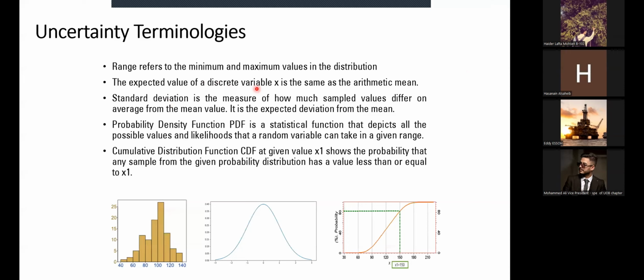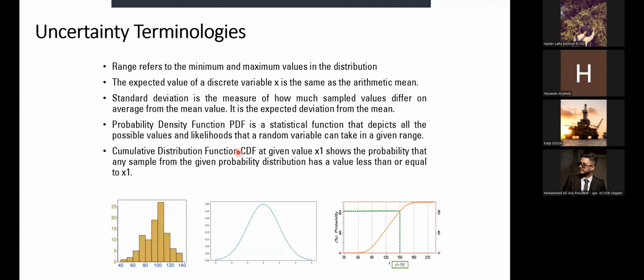The expected value of a discrete variable x is the same as the arithmetic mean. There is another term, which is the standard deviation. The standard deviation is the measure of how much sample values differ on average from the mean value. That means how much it is differing on the left or right from the mean of the value. We have another term, which is the probability density function. The probability density function is the statistical function that depicts all the possible values and likelihood that a random variable can take in a given range. That means if you give a range to this parameter, it will tell you we have a probability of 80% that X will be 150 or less. This is the probability density function.